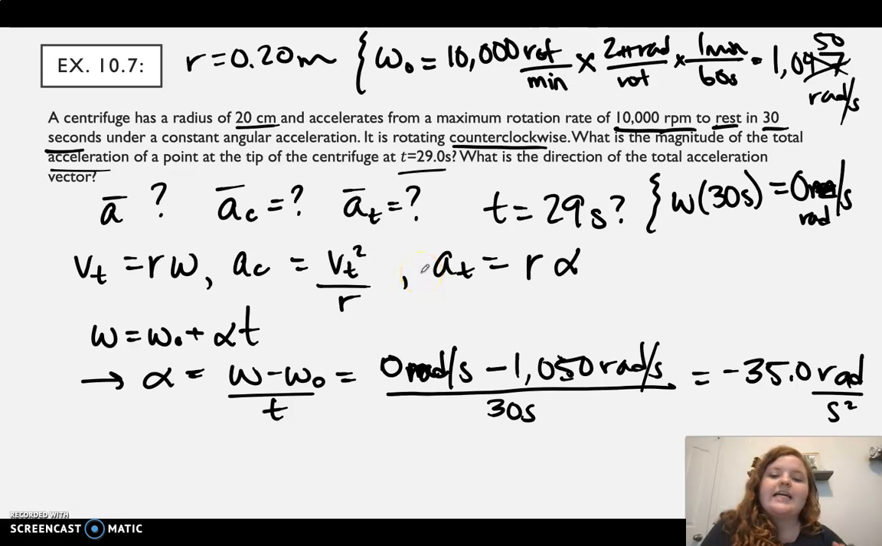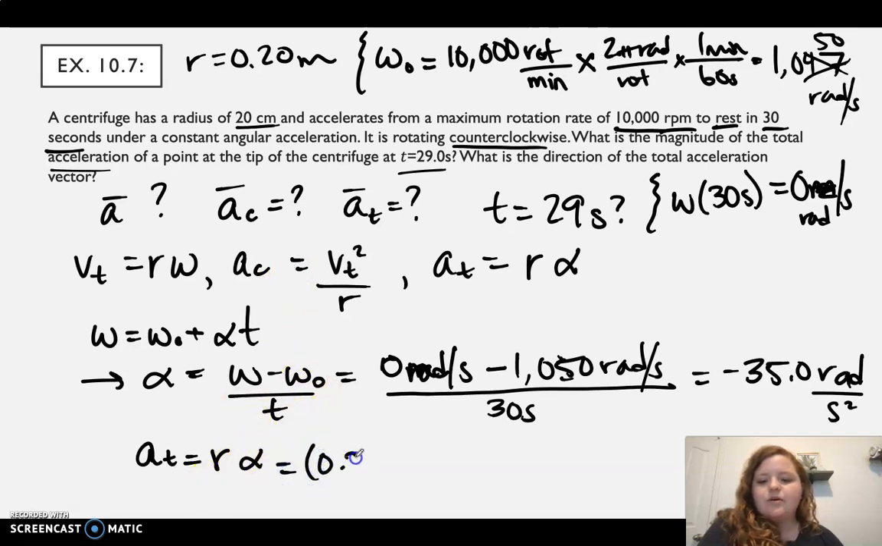We are going to go ahead and continue with our example 10.7. So we were finding our rotational acceleration, and from that we want to find our tangential acceleration. So a sub t is equal to r alpha. Okay, and so let's go ahead and plug these numbers in.